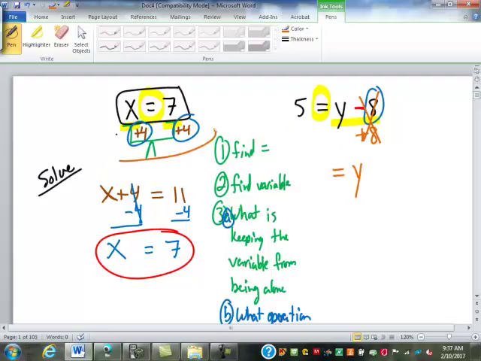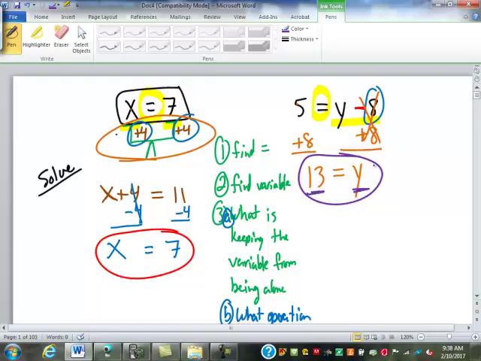Now again, like we said over here, to keep this thing balanced, we have to do the exact same thing to each side. So we added 8 over here. We have to go over here and add 8. 5 plus 8 is 13. So we get that equation down into its simplest form: a number equals a variable. 13 equals y. Now what that is telling us is that y has a value of 13, or wherever we see y, we can replace it with 13.